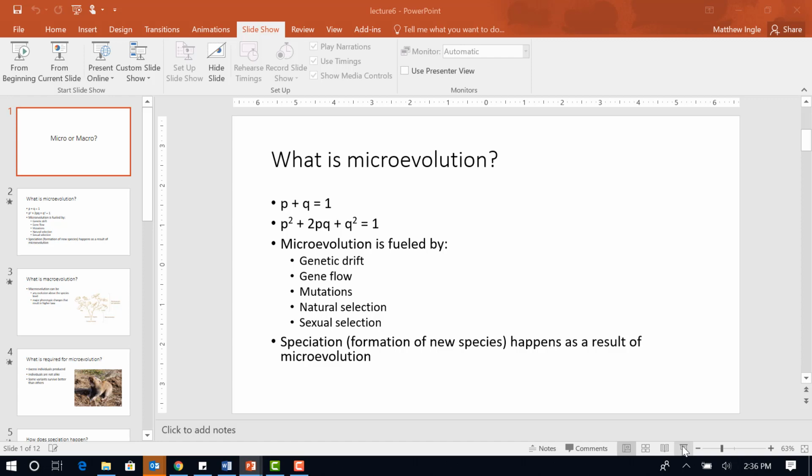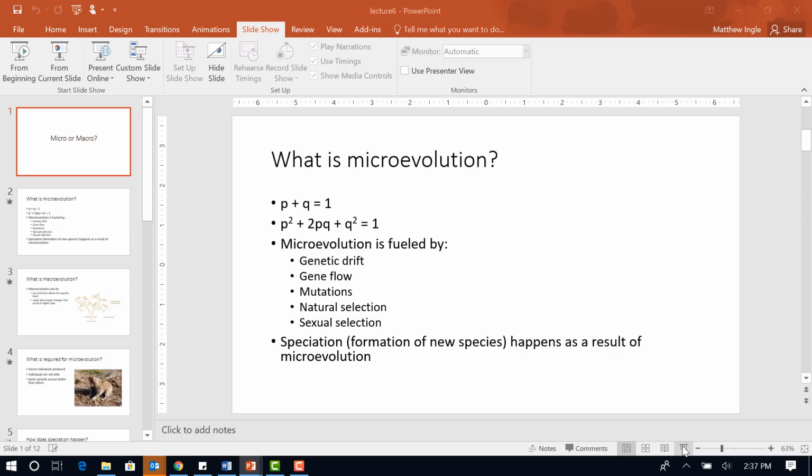Speciation, the formation of a new species, happens as a result of microevolution. And this isn't just some abstract extrapolation of microevolution. We have actually witnessed this happen in action. A few days ago, we talked about this happening in orcas, and we've seen through records of Galapagos finches and other animals these radiation events of new species forming through a process of microevolution.